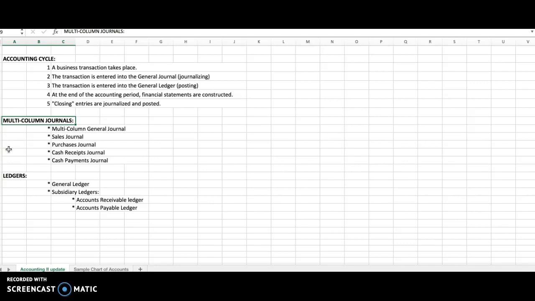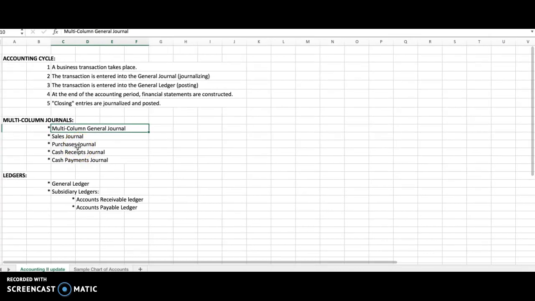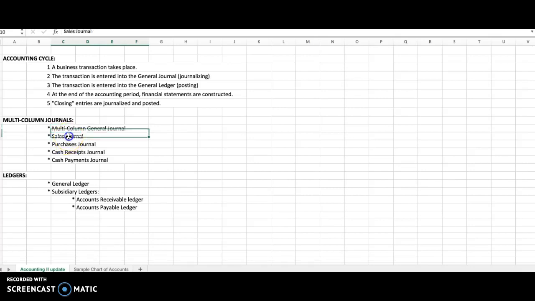And not only being more efficient in the process of journalizing, but it also enables companies to divide the work, as we'll see in just a moment. So let's take a look at the kinds of journals. There's something called a multi-column general journal, similar to what you've had in the past, but with more than just 2 columns. There's something called a sales journal, something called a purchases journal, a cash receipts journal, and a cash payments journal. As I said, this allows companies to be more efficient, but also to divide the work.